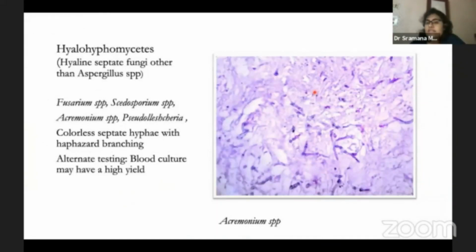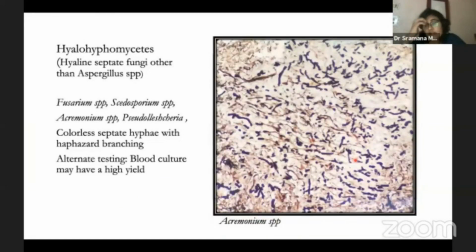Now, hyalohyphomycetes. Here we see slender filamentous fungal hyphae. There is dichotomous branching. You get a GMS stain done and you can see a lot of these fungal hyphae. But what is missing here is the radial pattern that we were talking about. The fungal hyphae are not arranged parallelly. So in this case, the pathologist definitely has to think about alternatives apart from Aspergillus.